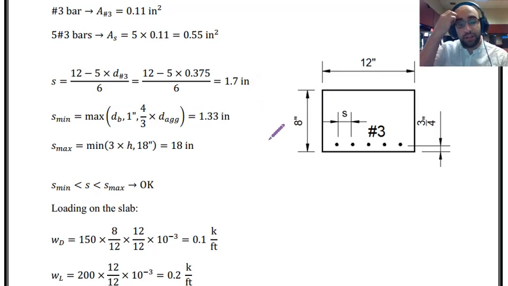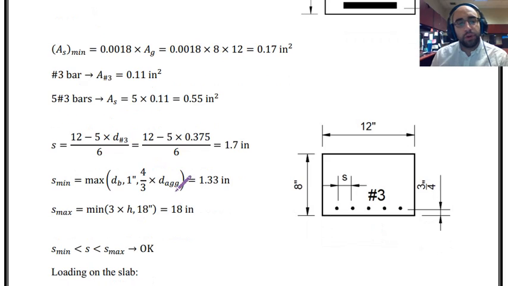Of course, it is a small value, but let's see if it satisfies the minimum spacing that we need based on the code. The minimum spacing says max is equal to the diameter of the bar, 1 inch, and 4/3 multiplied by the diameter of aggregate. The diameter of a number 3 bar is equal to 0.375, 1 inch, and also 4/3 multiplied by the diameter of aggregate, that was 1. So the governing value over here will be 4/3 or 1.33 inches. As you can see, the spacing that we have is greater than that, so that is good.